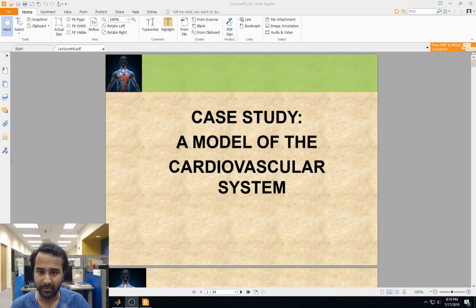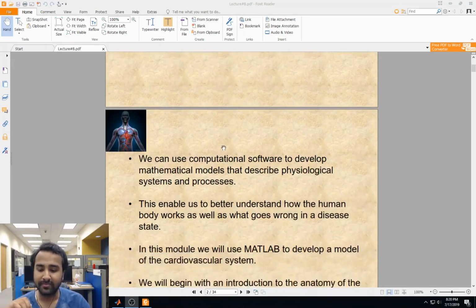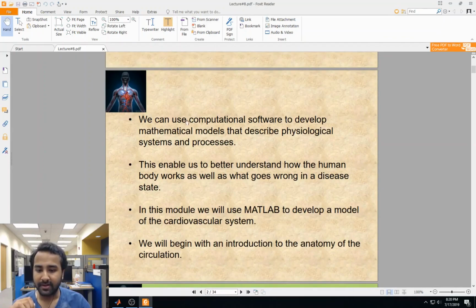If you need a quick refresher on that, go ahead and rewatch that video, go over that PowerPoint, because you're going to be using some of the skills we learned there in this module. So naturally, we can use computational software like Matlab to make mathematical models, and we can use them to describe physiological systems and processes. And then once we've described them mathematically, we can analyze how the human body works under various disease states that you wouldn't be able to readily do on actual patients in real life, but you could easily do inside of our model. So that's what we're going to do in this module.